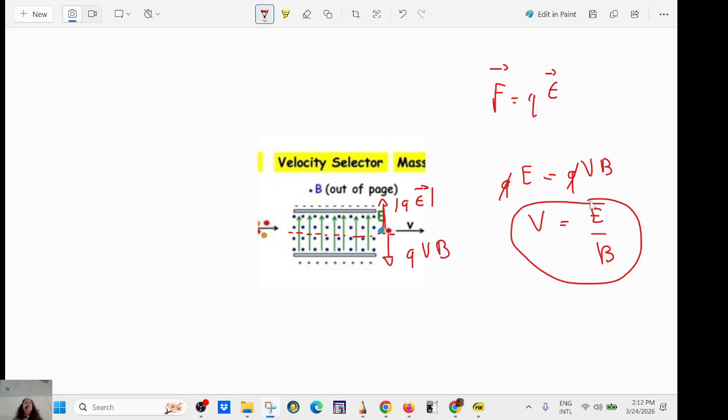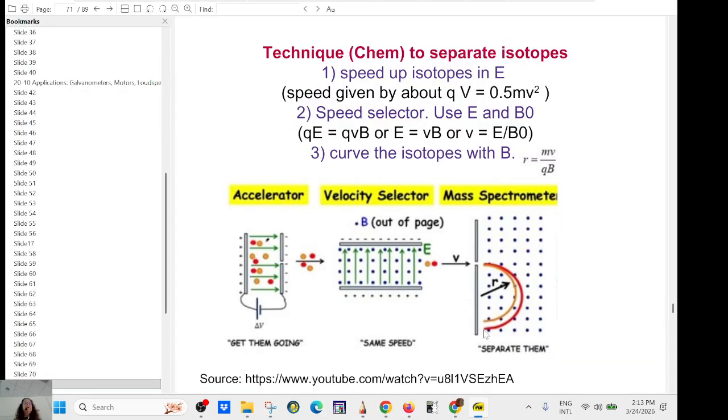Do you agree? You can easily change the magnetic field because you can use an electromagnet. Okay, so if you increase the current, the magnetic field will increase. So it's easily done by tuning the magnetic field. So this is called a velocity selector. Are you with me?